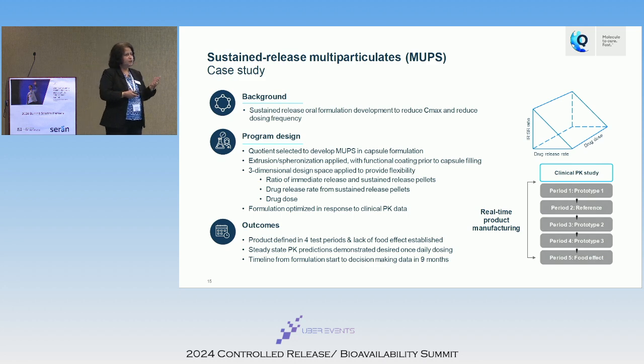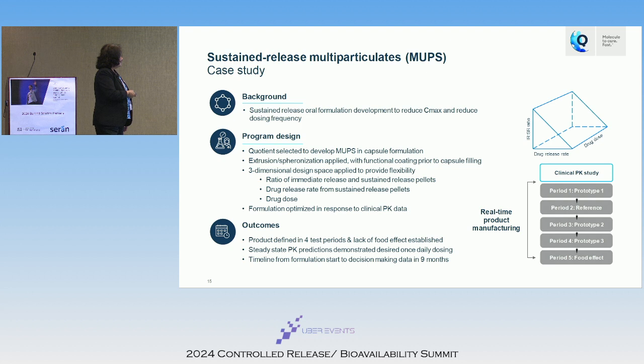variables to look at. One was the ratio of the immediate release to the sustained release pellets. The second was the release rate, as we have talked about on the matrix tablets. And the third one was the drug dose. So again, we have a 5-period study design, starting with understanding the first prototype, then dosing the reference and the other prototypes, changing the ratio of IR to SR, and trying to adjust the dose.